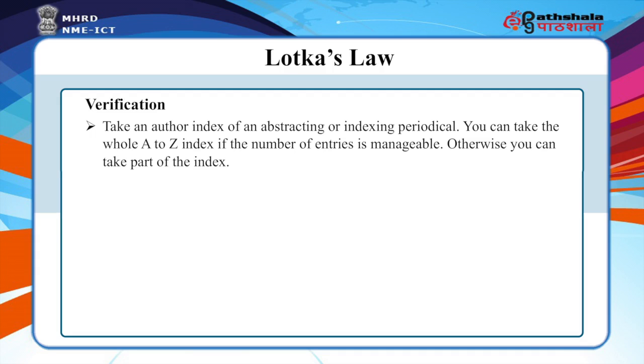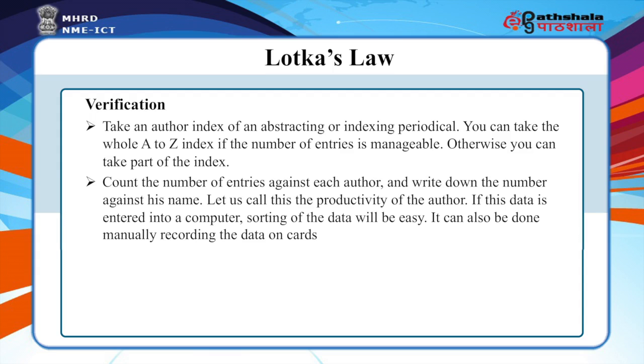Verification. Take an author index of an abstracting or indexing periodical. You can take the whole A to Z index if the number of entries is manageable. Otherwise, you can take part of the index. Count the number of entries against each author and write down the number against his name. Let us call this the productivity of the author. If this data is entered into a computer, sorting of the data will be easy. It can also be done manually, recording the data on cards.